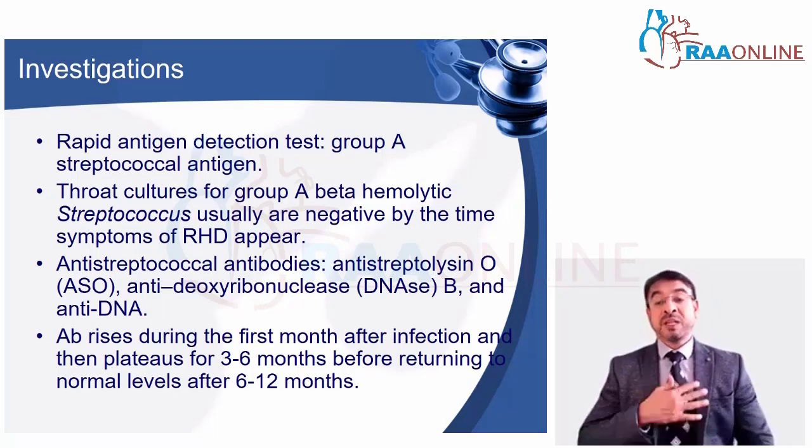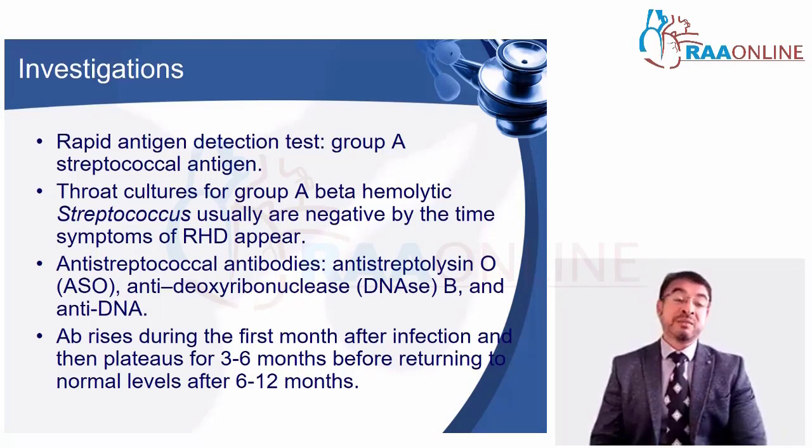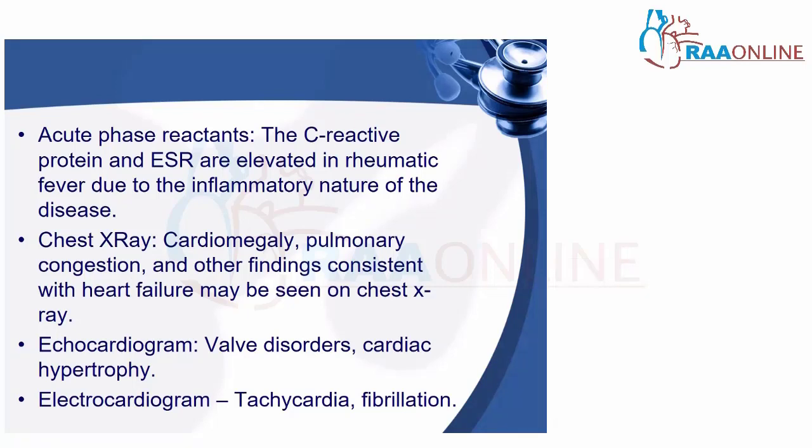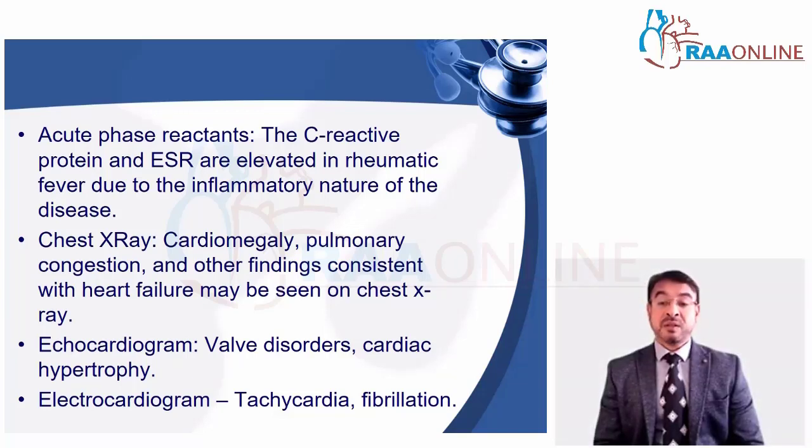They would come to you only after you start manifesting with cardiac symptoms and acute phase reactions. As I told you, it is one of the Jones criteria. And clinically, you have to correlate, do a chest X-ray, look for ventricular hypertrophy, pulmonary congestion, and confirm with an echocardiogram for regurgitation or stenosis and an ECG for fibrillation or tachycardia.